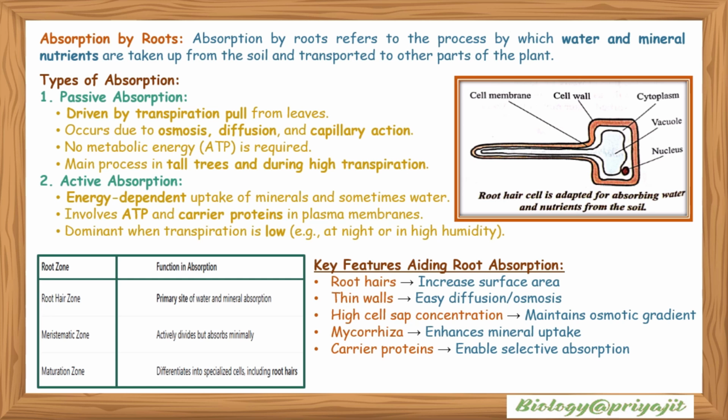Types of absorption: passive absorption is driven by transpiration pull from leaves. It occurs due to osmosis, diffusion and capillary action. No metabolic energy or ATP is required. It is the main process in tall trees and during high transpiration.